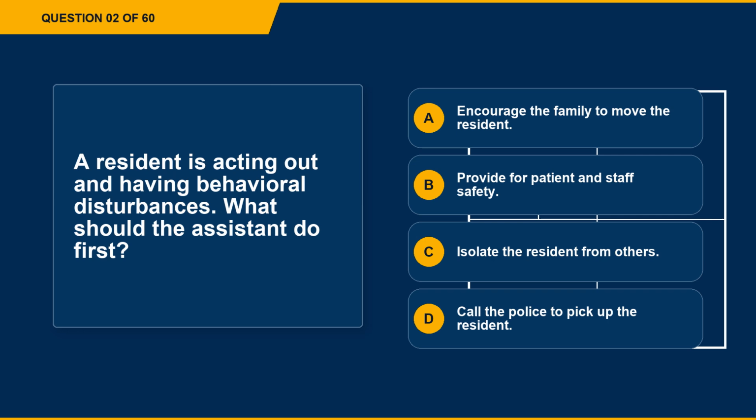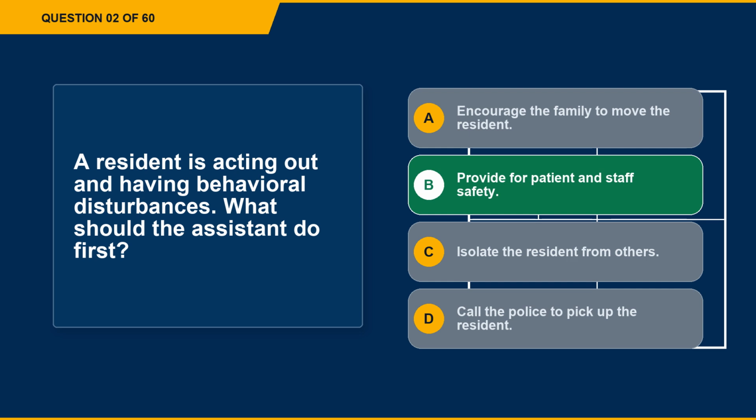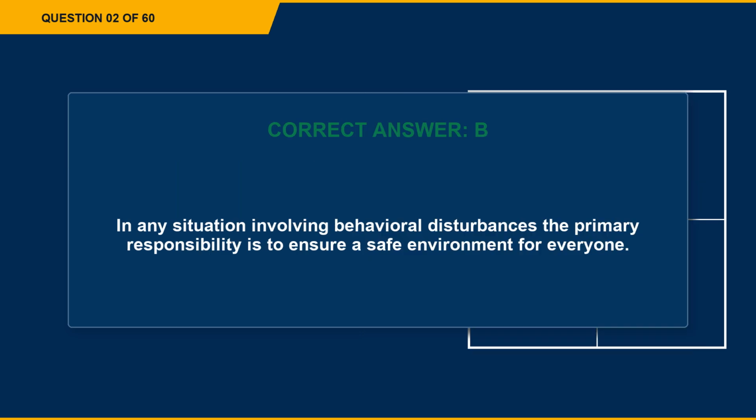Question 2. A resident is acting out and having behavioral disturbances. What should the assistant do first? Option A. Encourage the family to move the resident. Option B. Provide for patient and staff safety. Option C. Isolate the resident from others. Option D. Call the police to pick up the resident. The correct answer is option B. Provide for patient and staff safety. Explanation. In any situation involving behavioral disturbances, the primary responsibility is to ensure a safe environment for everyone.